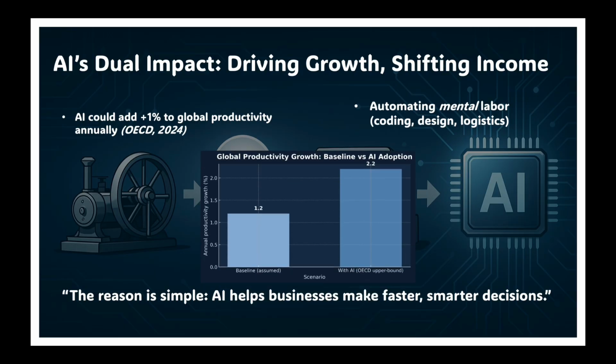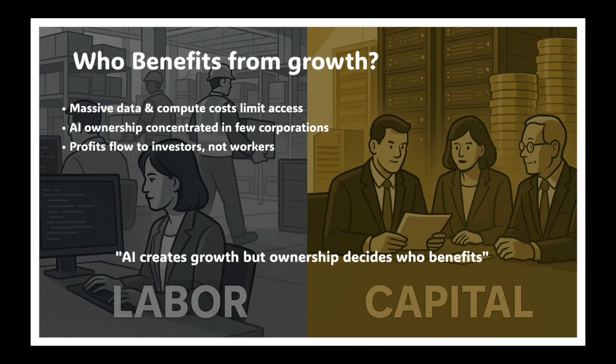A 2024 report from the OECD finds that artificial intelligence could raise global productivity growth by 1% annually over the next decade. That's roughly the same boost electricity gave during the second industrial revolution. The reason is simple. AI helps businesses make faster, smarter decisions while reducing costs, increasing total output across almost every industry. But the real economic question isn't whether AI creates growth, it's who benefits from that growth.